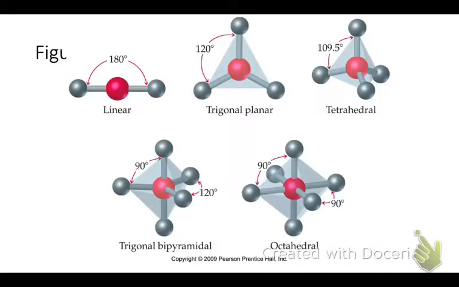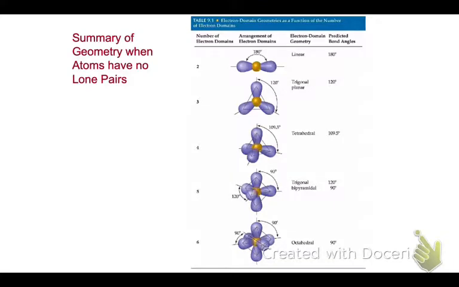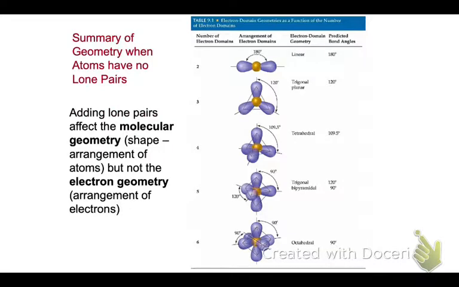Here is another way to look at all these shapes. And this is again a table that summarizes the shape and the angle as we have gone through all of them, from linear to trigonal planar to tetrahedral to trigonal bipyramidal and octahedral. In the next part, we're going to be adding lone pairs, which will affect the molecular geometry, but the electronic geometry will be the same, right? Because for electronic, we're just looking at electrons. Molecular is when we're going to start to notice some changes.